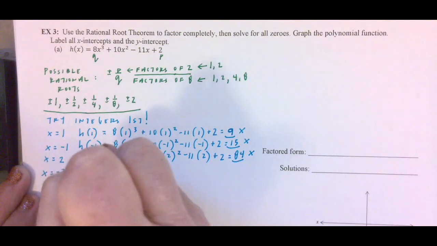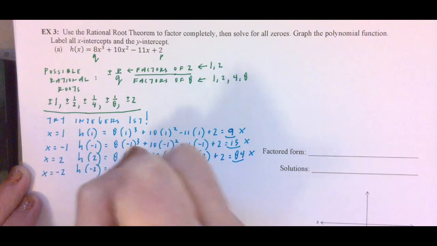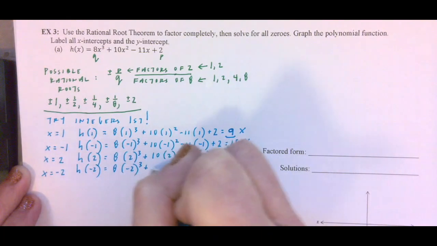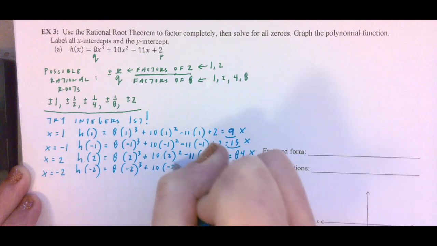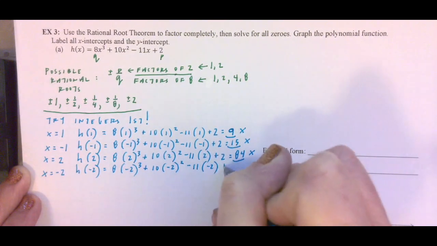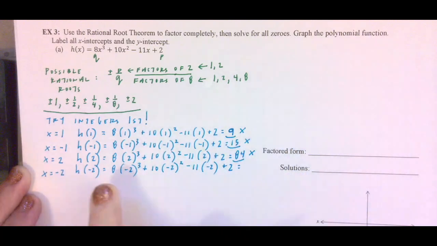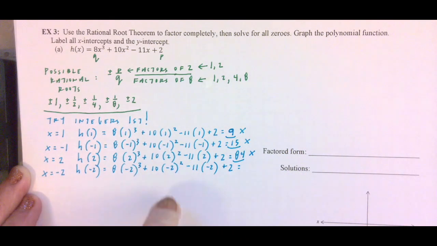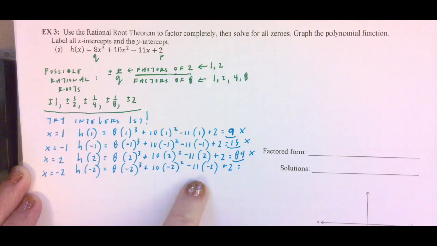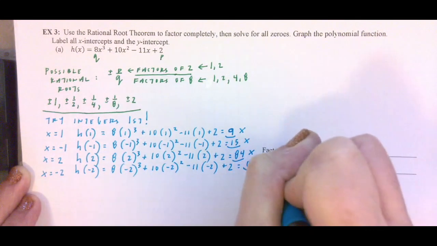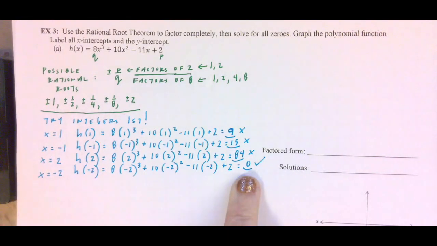So h of negative 2. So 8 times negative 2 cubed, 10 times negative 2 quantity squared, minus 11 times negative 2 plus 2. All right, so 8 times negative 8, so I have negative 64 plus 40 plus 22 plus 2. Amazing! I finally got 0. I need a remainder of 0.